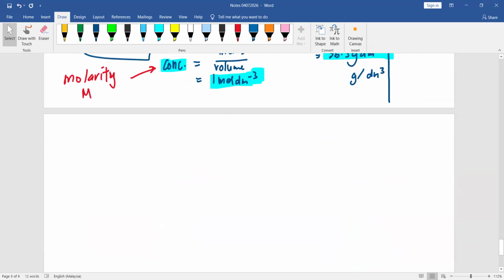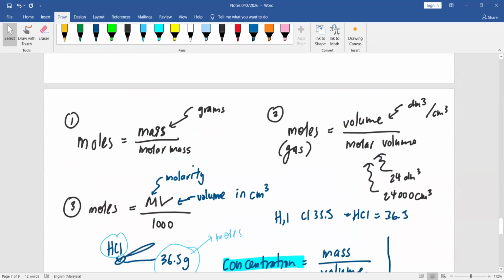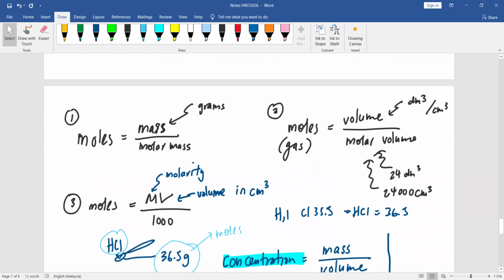Now, so remember we got three formulas. Okay, so these three formulas are very essential. Please staple them into your brain. Okay, MV over 1000, mass over molar mass, and volume over molar volume. So now we are only going to use MV over 1000 for now. Okay, because we're using aqueous solution.